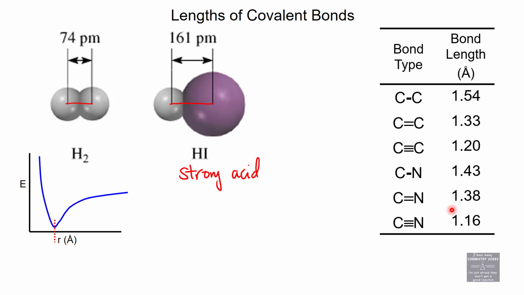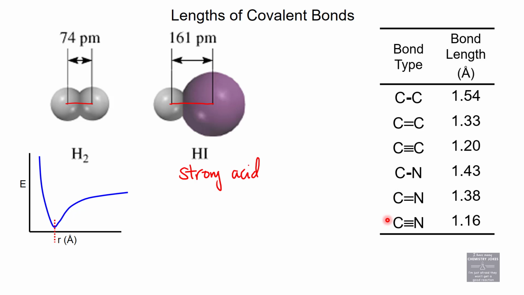So these distances, we're not going to do any math with the distances. You can look at things in angstroms or picometers, it doesn't matter. But these distances relate to me the strength of the bonds. This is a carbon-carbon single bond, carbon-carbon double bond, carbon-carbon triple bond. The triple is the shortest, therefore the triple is the strongest. The single is the longest, therefore it's the weakest.